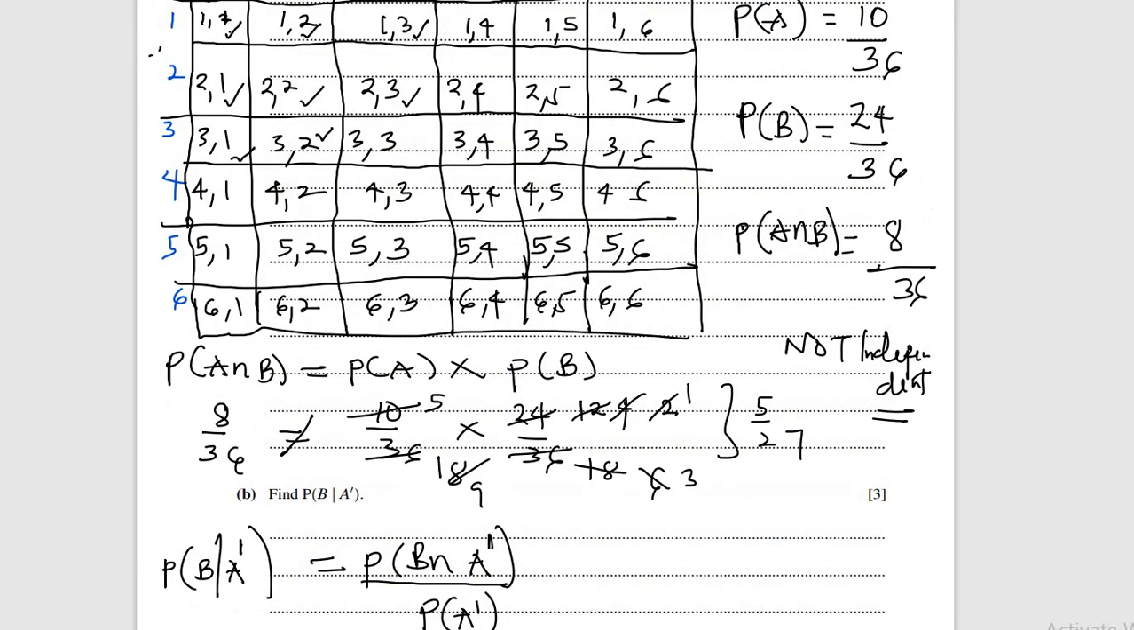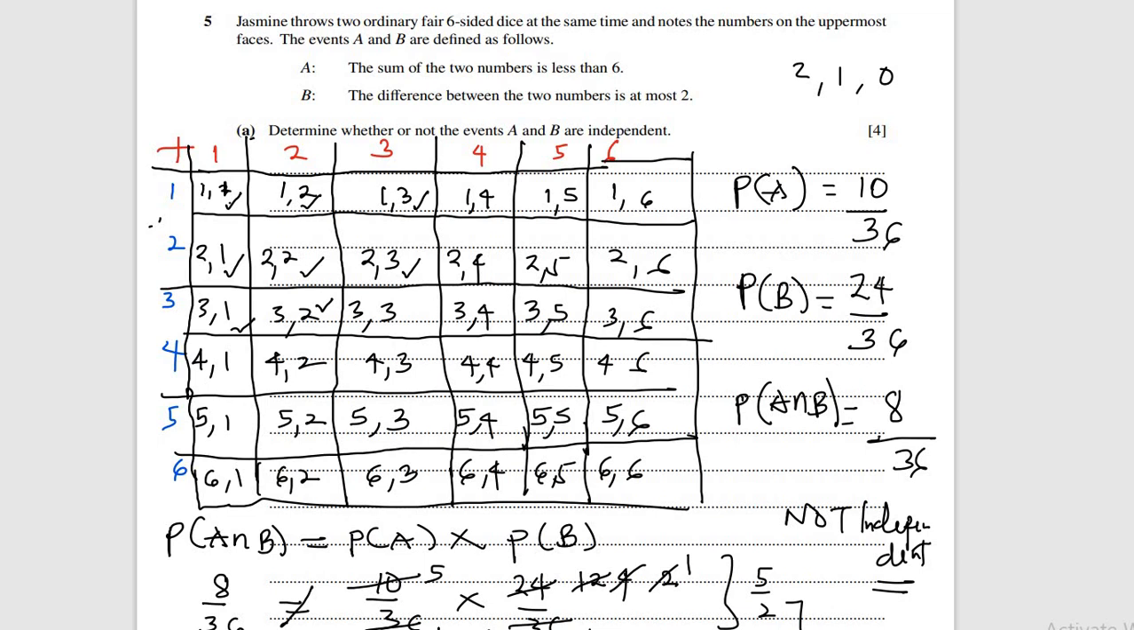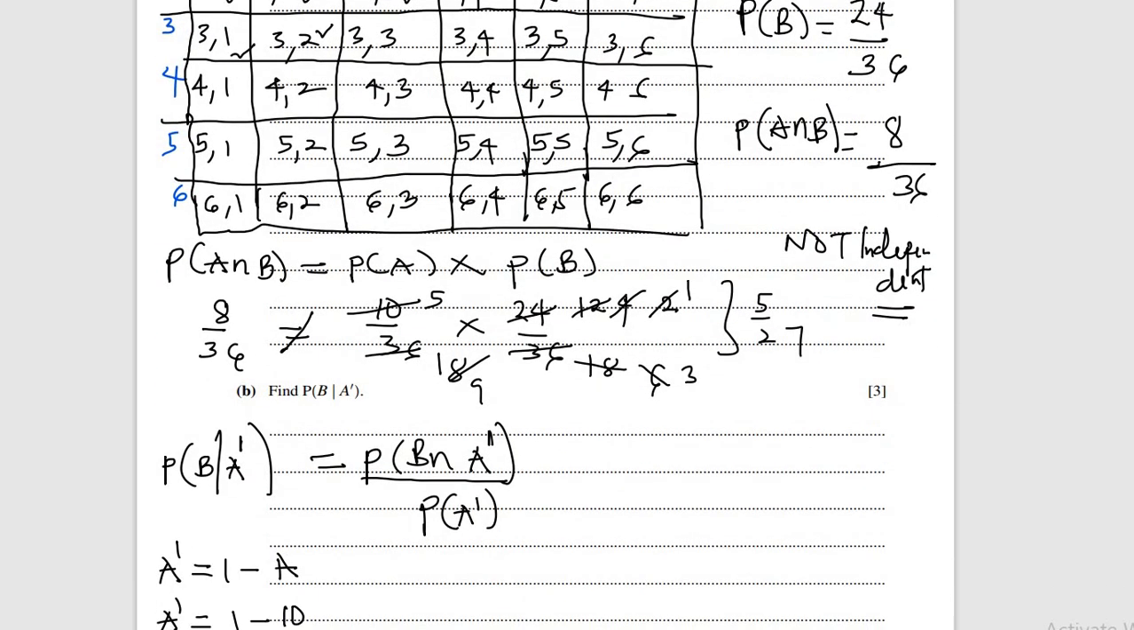Now, what is A itself? A is sum of two numbers less than 6. A complement will be opposite of it. A complement means sum that are greater than 6. So please pay attention. I'm looking for probability of B intersection A complement.